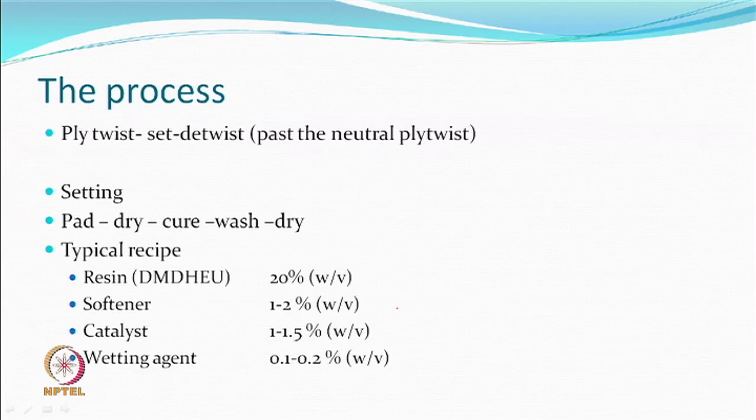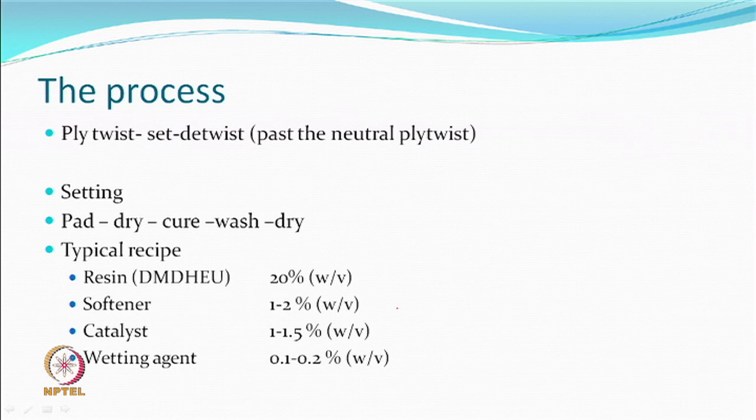So, the process in this experiment was done as a ply, twist, set, detwist, pass the neutral ply. So, setting was done by the pad, dry, cure, wash, dry method. I am just trying to tell you why we do drying, because drying means low temperature removal of water. You can dry at high temperature also, but that is the standard one.